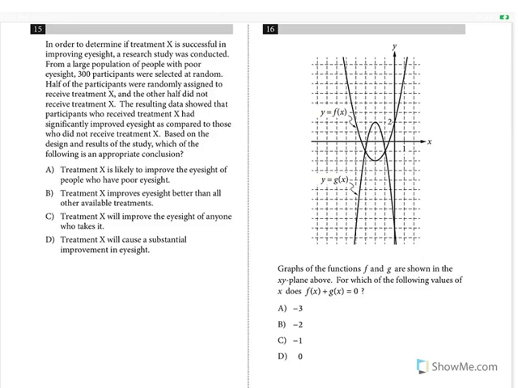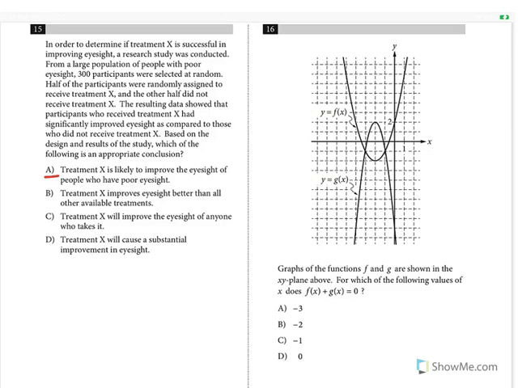All right, so let's look at the study. There was a large population of people with poor eyesight, and 300 out of that large population were chosen. Half of them received treatment X. Those who received treatment X had significantly improved eyesight as compared to those who did not receive it. So treatment X is likely to improve the eyesight of people who have poor eyesight. Let's just go ahead and underline A, but we want to read all of our answer choices.